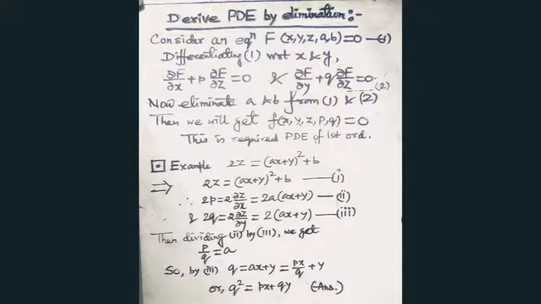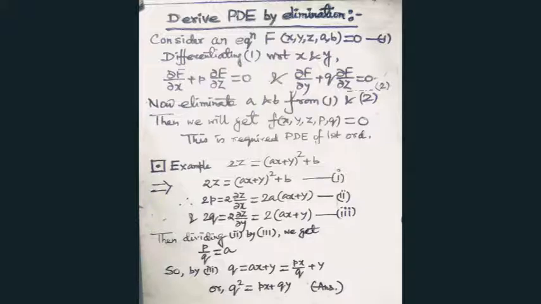Now we will derive a partial differential equation by the elimination process. In this case, first of all, we consider an equation of the form F(x, y, z, a, b) = 0. What are a and b? a and b are arbitrary constants. Suppose we consider z as a function of two independent variables x and y, so z can be written as some function of x and y.